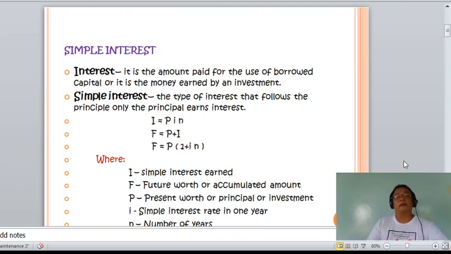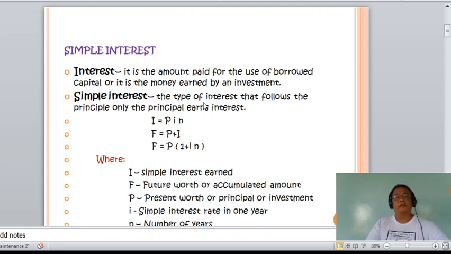Interest is the amount paid for the use of borrowed capital, or it is the money earned by an investment. So for example, if you invest money in a bank, of course, at the end of the year, the end of the month, or at the end of how many years, that investment will earn an interest.